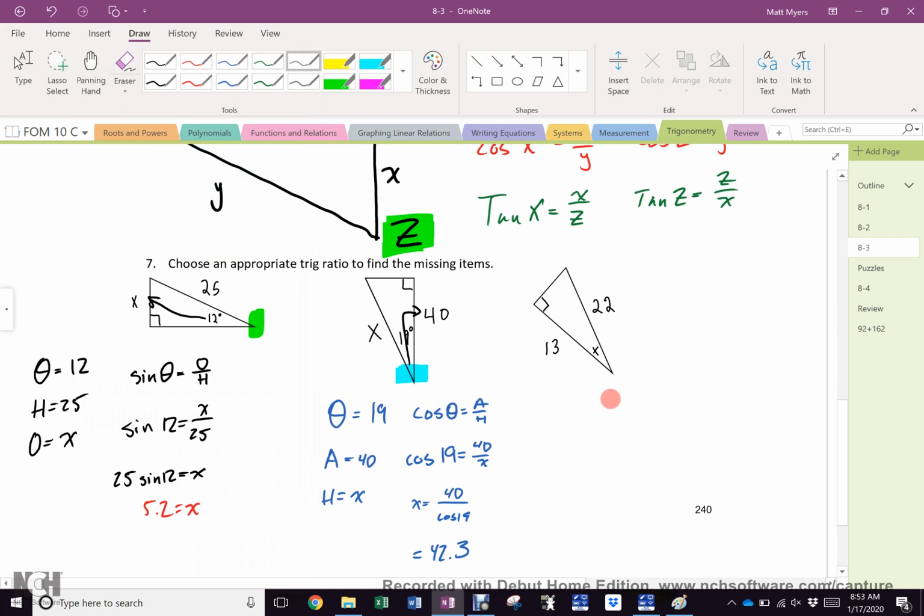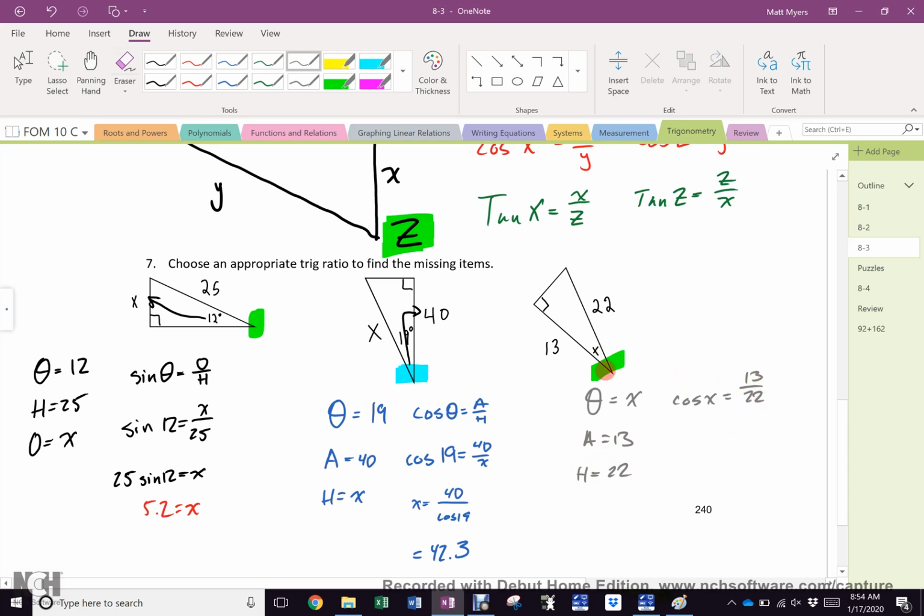Let's look at the next one. Do I have a theta? I do not. X. But that means that's the corner I'm looking at. What is the 13? Adjacent equals 13. What is the 22? That's hypotenuse. What uses A and H? Cos of theta, which is x, we don't know, equals 13 over 22.